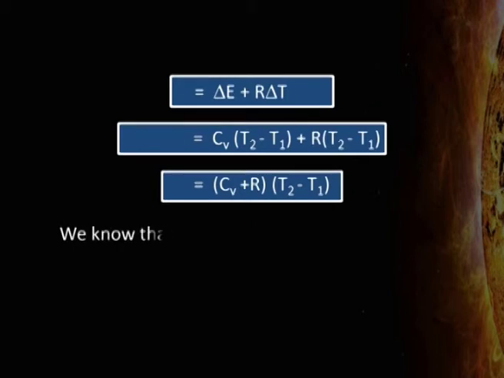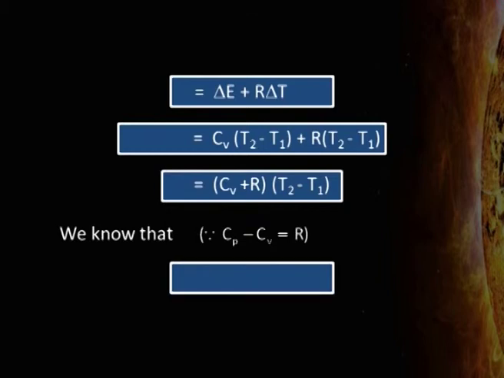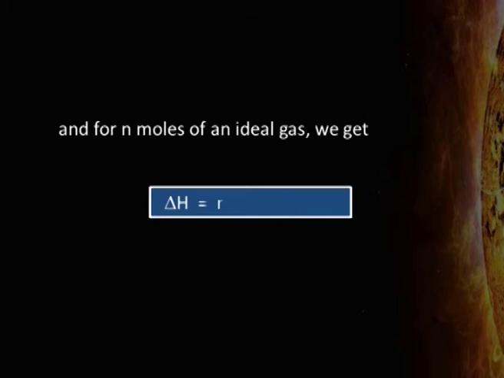We know that Cp minus Cv is equal to R. Hence, putting the value of Cv plus R equal to Cp, we will get delta H equal to Cp multiplied by (T2 minus T1). And for n moles of the ideal gas, we will get delta H equal to n Cp into (T2 minus T1). We can correlate delta H and delta E with the help of an example.